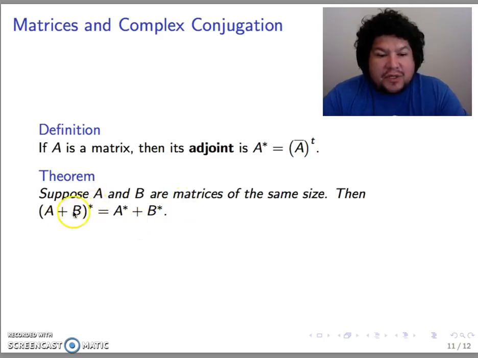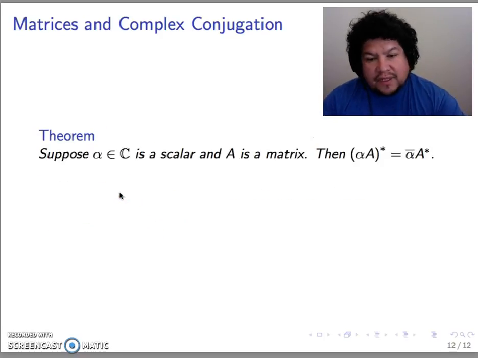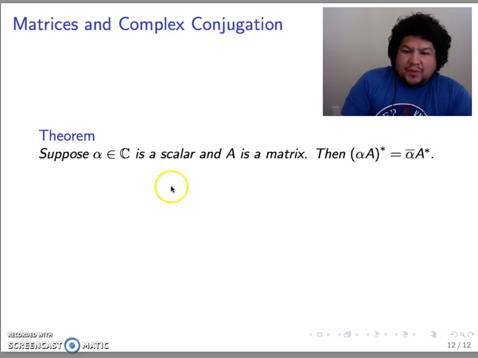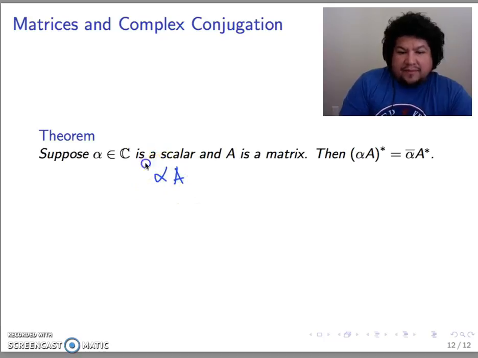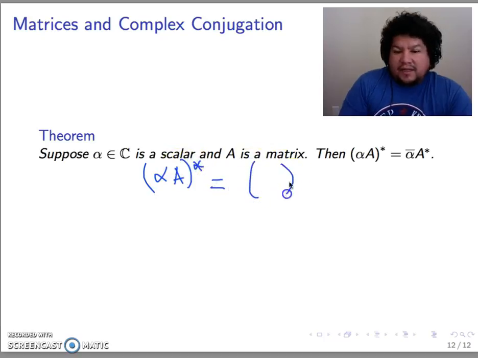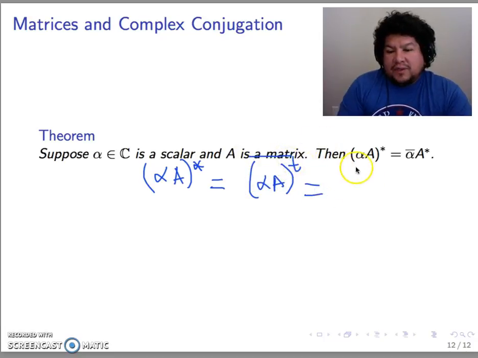So the adjoint of the sum is the sum of adjoints. Concerning scalar multiplication, the adjoint of the scalar multiplication is not that difficult to prove. If we're looking at alpha A and we consider the adjoint, this is no other thing than the transpose and the complex conjugate of alpha A. We can hold the conjugate and take the transpose first, so this will be alpha A transpose.